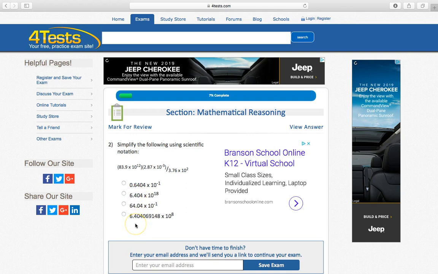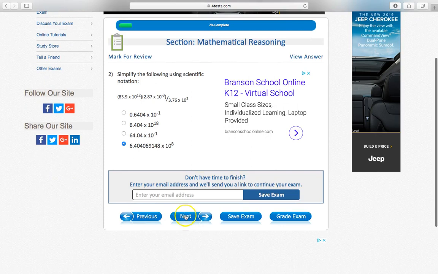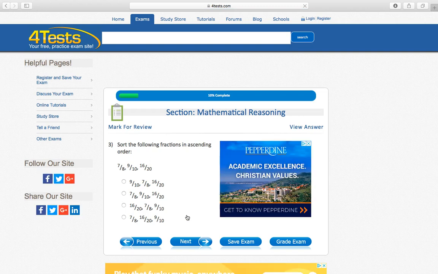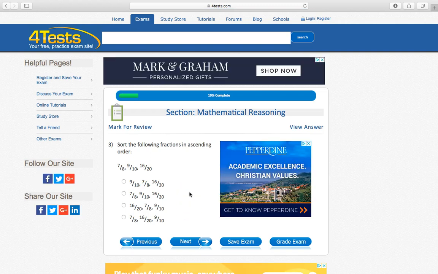Anyway, as you're doing this, 6.404 times 10 to the 8th is the same as 64.04 times 10 to the 7th, right? So when we take the decimal point and move it 1 over, that means the exponent goes 1 higher. And again, if that's confusing, go to the scientific notation GED video, and we have a bunch of examples on a whiteboard that will help you out and show you all those specific math steps you need to make.